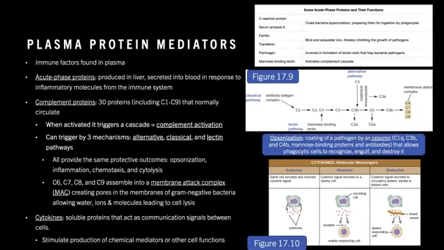Lastly on this slide, let's talk about the cytokines. These are soluble proteins that are going to act as communication signals between the cells. So just think of chemical messengers, and they stimulate production of other chemical mediators or other cell functions. That could do things such as cell proliferation, differentiation. It could inhibit cell division, cause apoptosis, or chemotaxis.